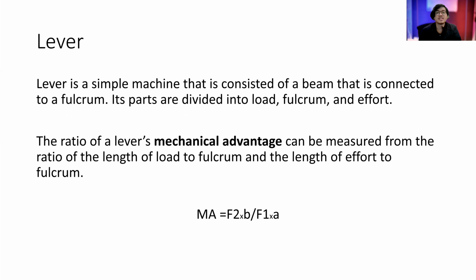A lever is a simple machine that consists of a beam that is connected to a fulcrum. Its parts are divided into load, fulcrum, and effort. The ratio of a lever's mechanical advantage can be measured from the ratio of the length of the load to the fulcrum and then the length of the effort to the fulcrum. As you can see, MA equals F2 times B divided by F1 times A, with B and A being the length of the load to the fulcrum and the length of the effort to the fulcrum.